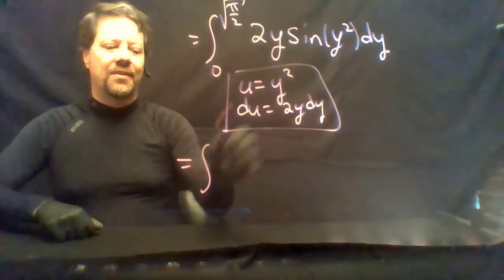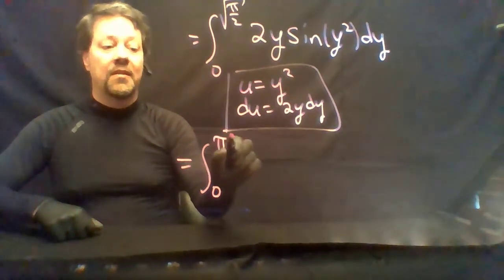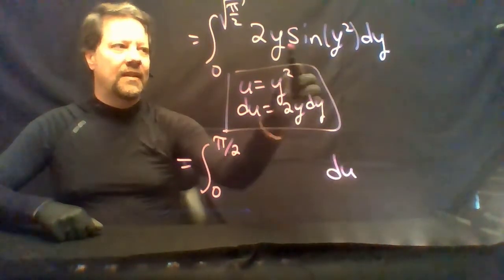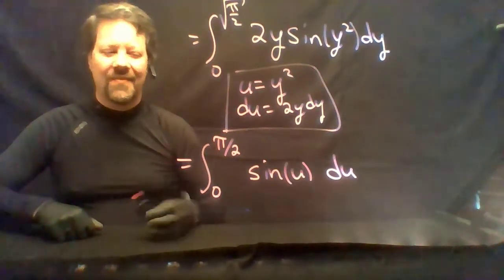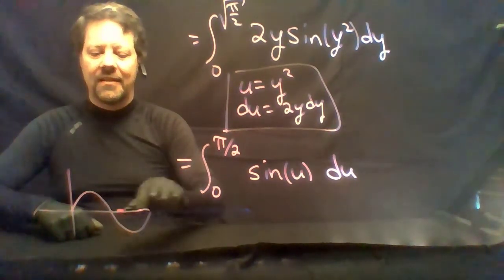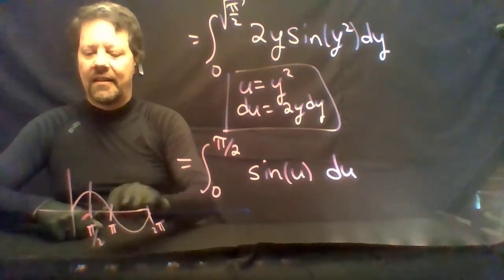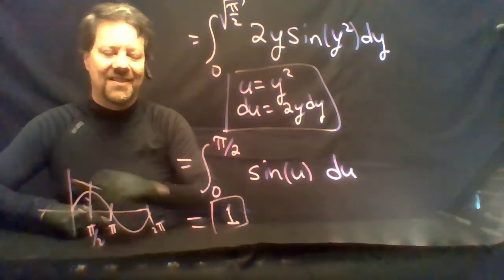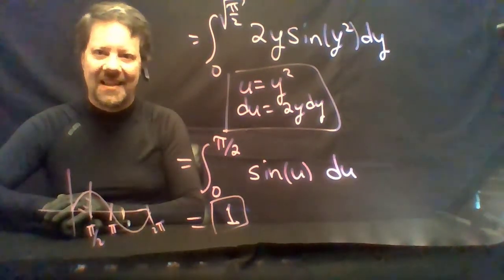If y is equal to 0, then u is 0. If y is the square root of pi over 2, u is pi over 2. The 2y dy goes away to become du, and sine of y squared becomes sine of u. We're integrating sine from 0 to pi over 2, but you know this one. We're getting half a bump. Half a bump gives you 1. The answer is 1.